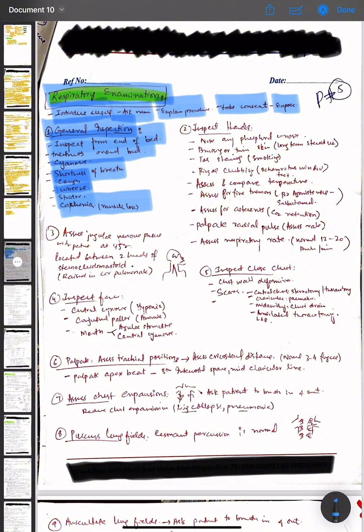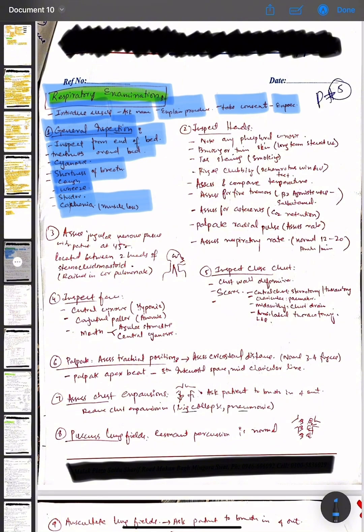So what do you find on a general inspection? First of all, you notice if any treatments are present, that is catheters or cannulas or IV drips, etc. Then you will see if the patient is cyanosed or normal. Then you will see if there is any shortness of breath, any stridor or wheeze, or cough present. Then you will look for cachexia, that is, if there is any muscle loss in the patient. This was the general inspection.